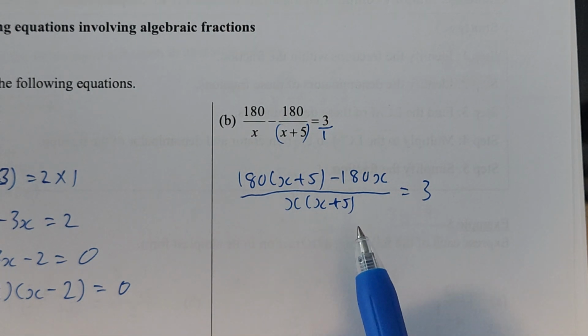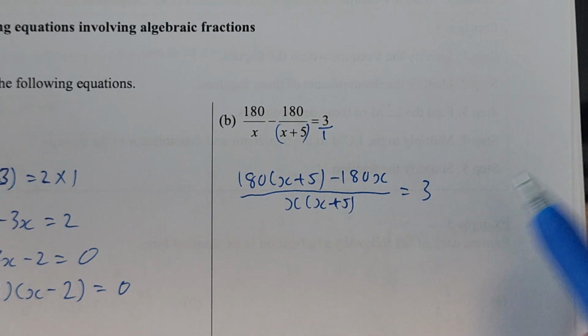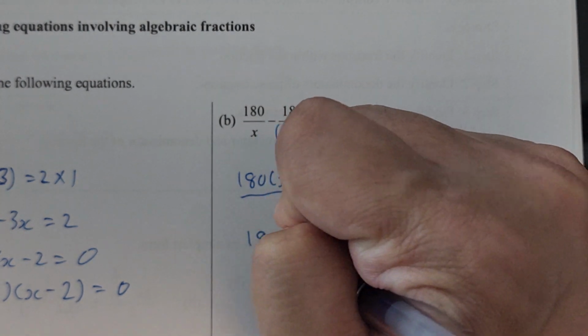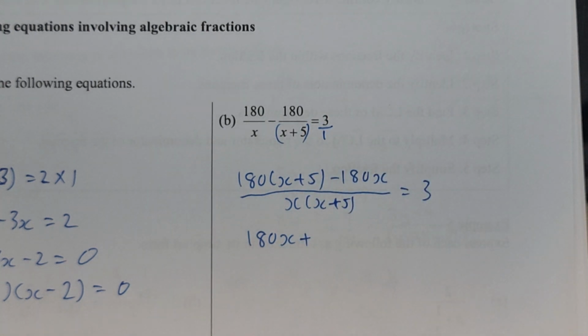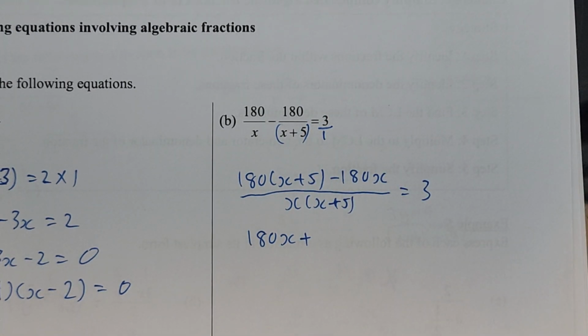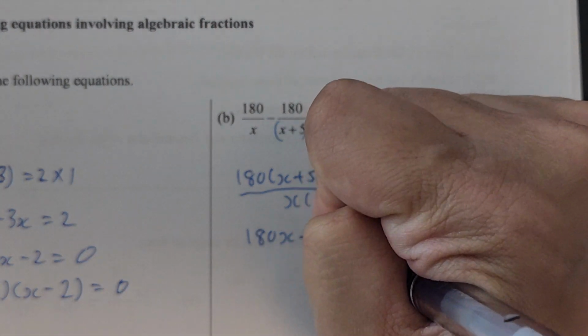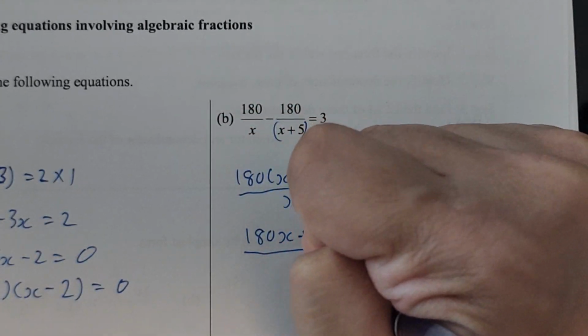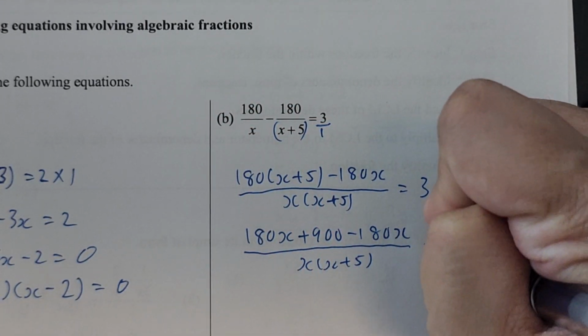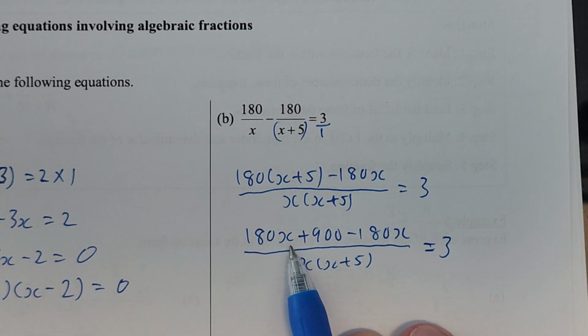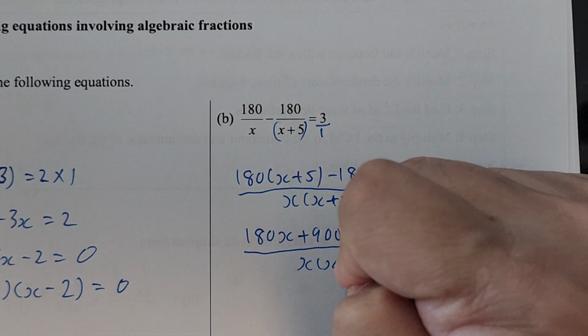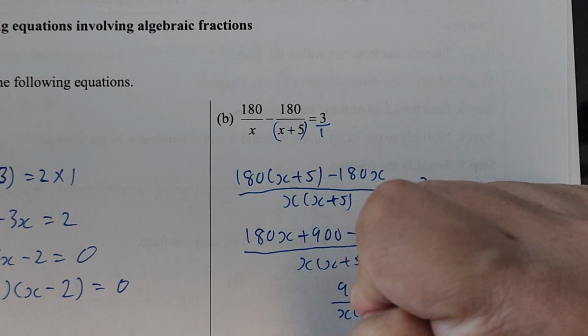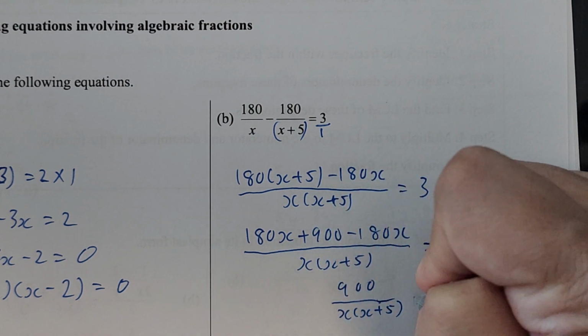After that, yes, 1 fraction already, but don't be in a hurry to cross multiply. Simplify further. 180 multiplied by 5 is 900. And when you simplify, you get a nice surprise. The surprise is 180x minus 180x. That's nice. I'm left with 900 over x plus 5 equals to 3.